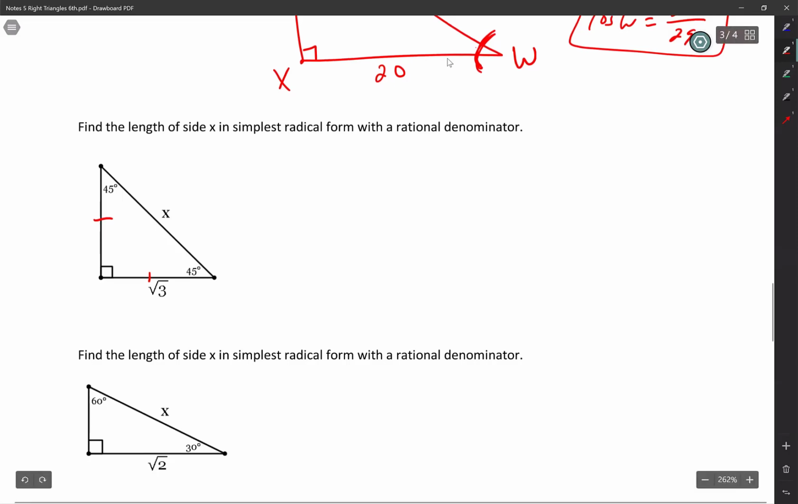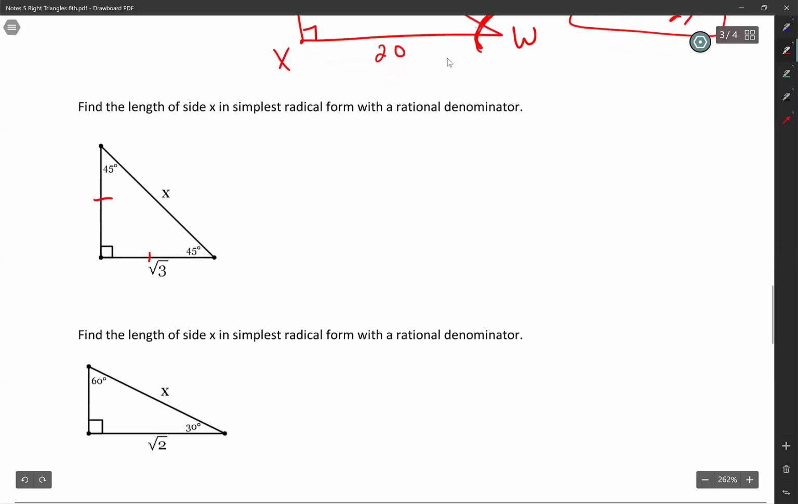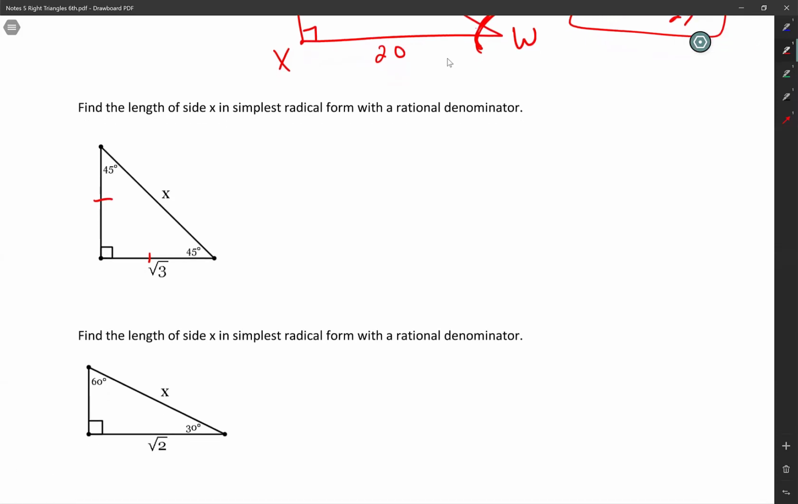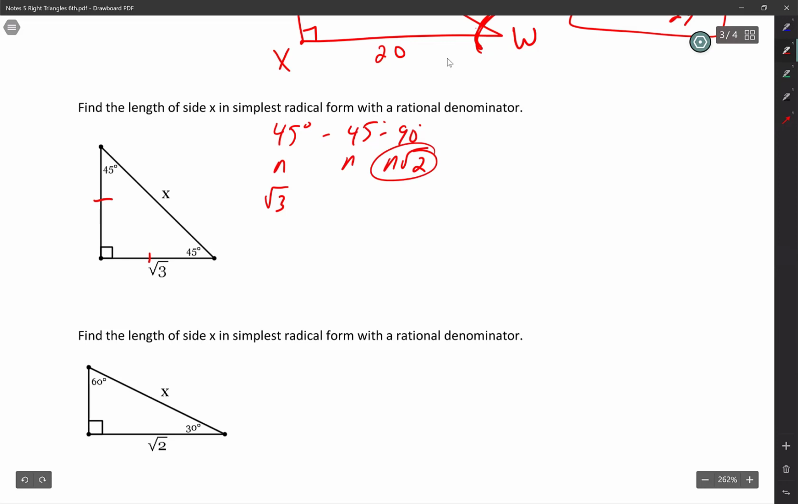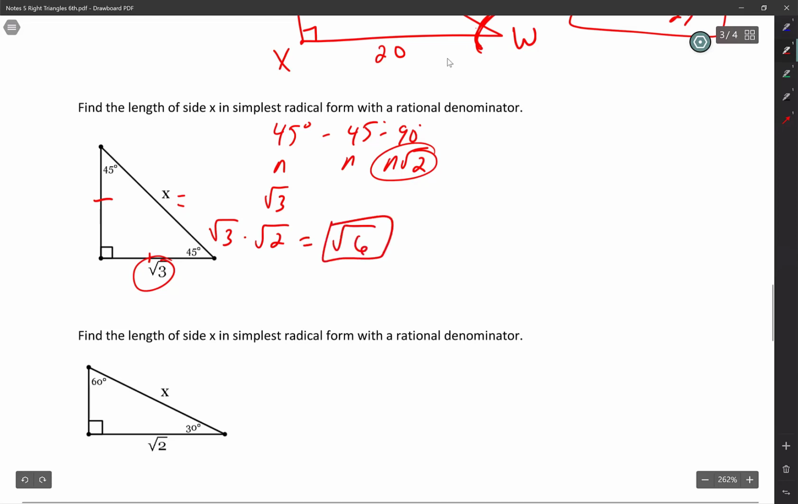All right, so let's see if we can do this one here, guys. They want to know what X is. It's 45, 45, 90. I'll do it 2 ways. 45, 45, 90, and square root of 2. To figure out the length of that hypotenuse, I already know that one of the legs is square root of 3. So if I'm using this formula, I take my square root of 3 and multiply by square root of 2. So square root of 3 times square root of 2 is square root of 6. And there it is.